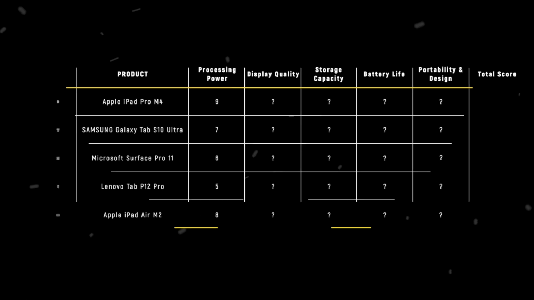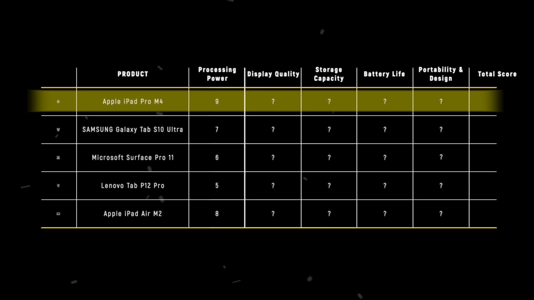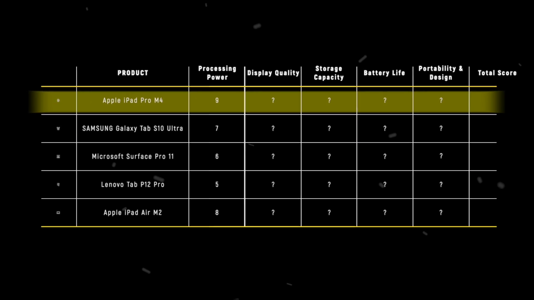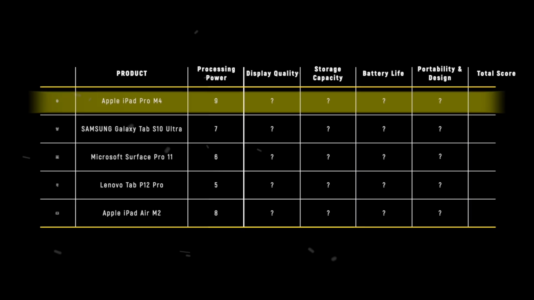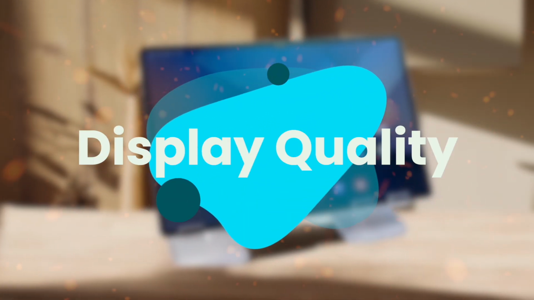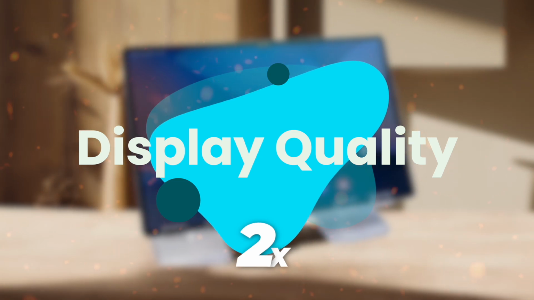The iPad Pro M4 steals the show in raw processing power with 9 points, thanks to its desktop-class performance that makes video editing feel as smooth as butter. Next, we are going to compare them on the display quality category, which has a multiplier of 2.